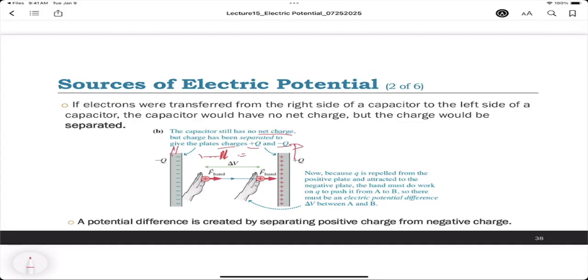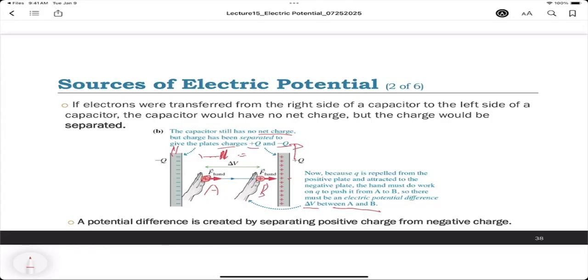Now because Q is repelled from the positive plate and attracted to the negative plate, the hand must do work on Q to push it from A to B. So there must be an electric potential difference, delta voltage, between A and B. Does it make sense to you? Even though there is no net charge, Q is repelled from the positive plate, so the hand must do the work to push it from A to B. So there must be an electric potential difference, delta V, between A and B.